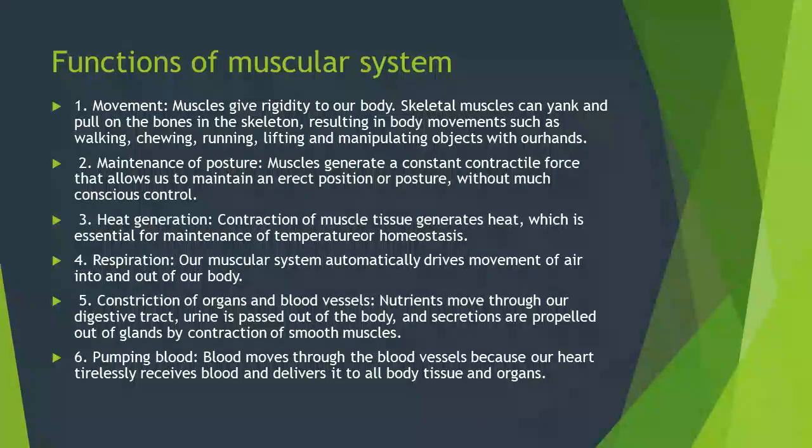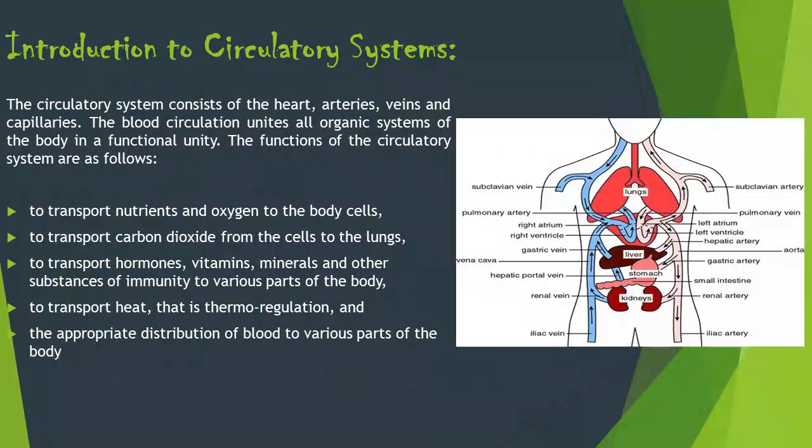5. Constriction of organs and blood vessels. Nutrients move through our digestive tract, urine is passed out of the body, and secretions are propelled out of glands by contraction of smooth muscles. 6. Pumping blood. Blood moves through the blood vessels because our heart tirelessly receives blood and delivers it to all body tissue and organs. Introduction to circulatory systems.